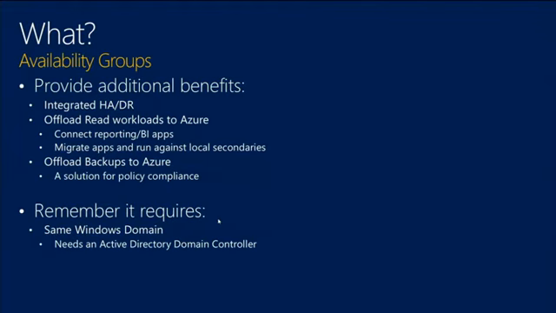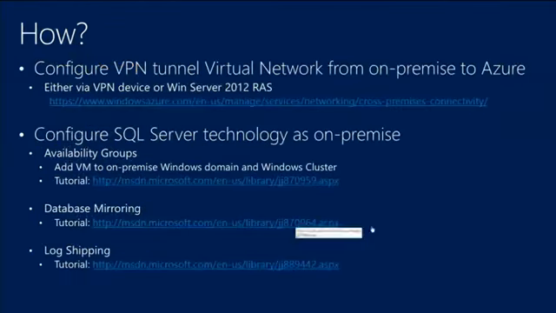Just remember, it requires these VMs, these replicas, to be part of the same Windows domain, and they're required to have an active domain controller. So either you add that Windows Azure VM to your on-premise domain, or you set up an Active Directory domain controller in the cloud. What is required to configure this?